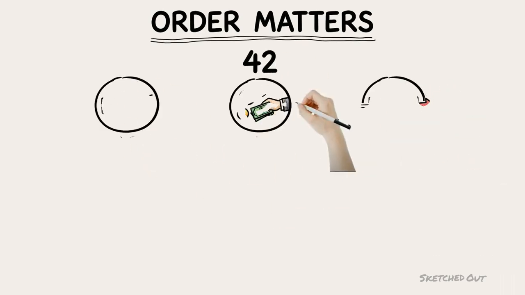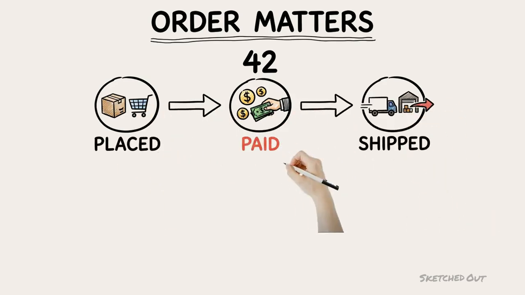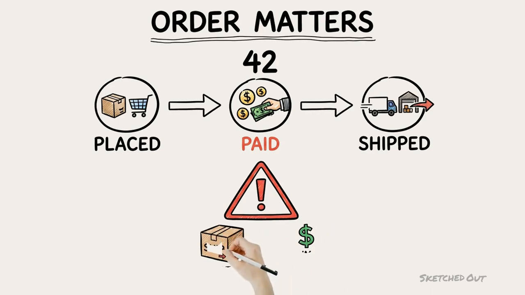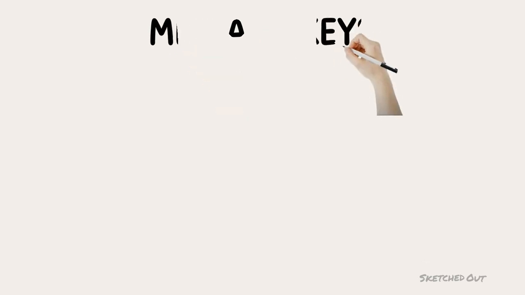Take order 42. Over its lifetime, it generates several events: order placed, payment received, order shipped. If those events land in different partitions, consumers may process them at different speeds. One consumer could read shipping before another even reaches payment. That's where message keys come in.